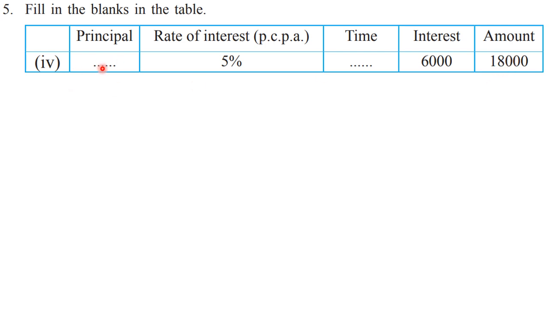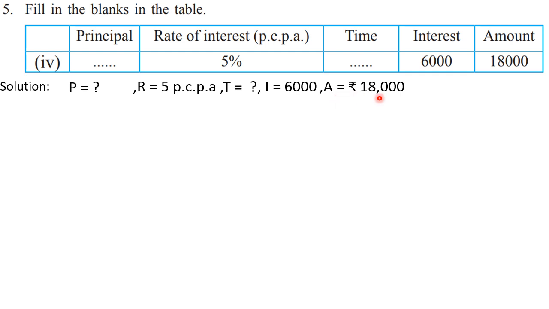So first here students, as you can see, principal and time both are not given. So with the help of this interest and amount, first we will find the principal and then we can find the time. So first we'll write the given information: P is equal to question mark, R is equal to 5% per annum, T is equal to question mark, interest is equal to 6,000 and amount is equal to 18,000. Then we'll write amount is equal to P plus I. So amount is 18,000, so 18,000 is equal to P plus 6,000. Interest is 6,000.